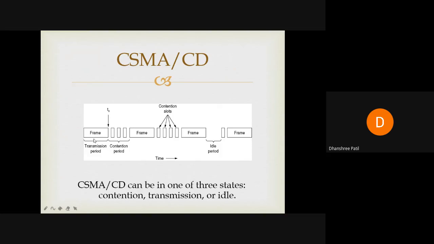In the transmission period, the frame is transmitted. In the contention period, collision or transmission. In the idle period, nothing. Once the contention period is over, it means that some station acquires the channel and transmits the frame. It is simple. So the frame is there. Again, when this frame completes the transmission, for example at time t1, again the contention slots begin, and so on. So this is the CSMA CD that we have seen in yesterday's lecture.